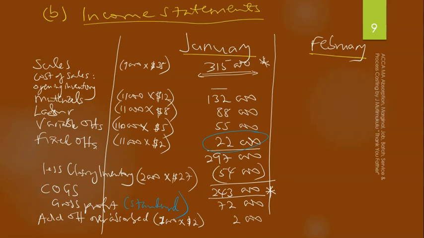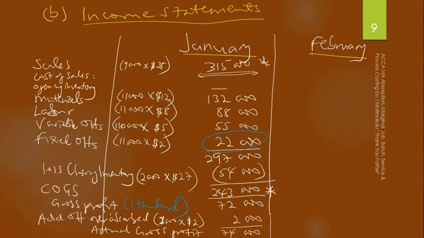2,000. All right, so this one should be added back to the standard gross profit so that we end up having the actual gross profit. It is now 72,000 plus 2,000, and it becomes 74,000. I'm sure we are still on the same page. That one is 74,000.